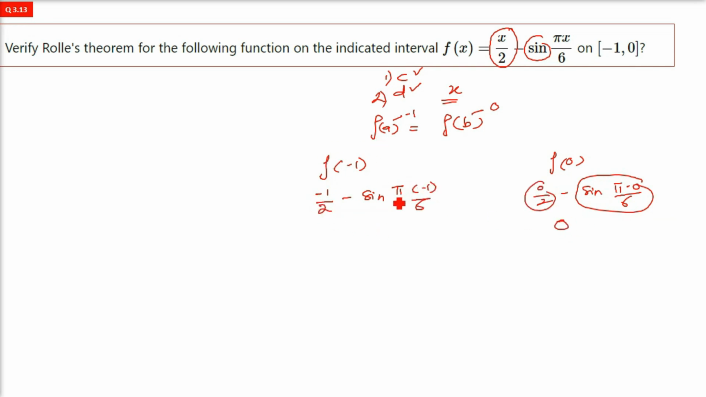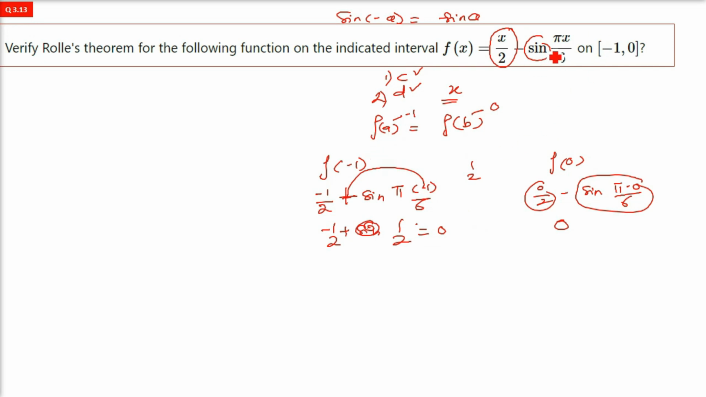Here we have -1/2, and we always know from trigonometry that sin(-θ) is -sin θ, and cos(-θ) is cos θ. So here negative becomes positive. Minus half times sin(π/6), see, sin(π/6) is half. So half minus half is 0. Now we got f(a) and f(b) both as equal.